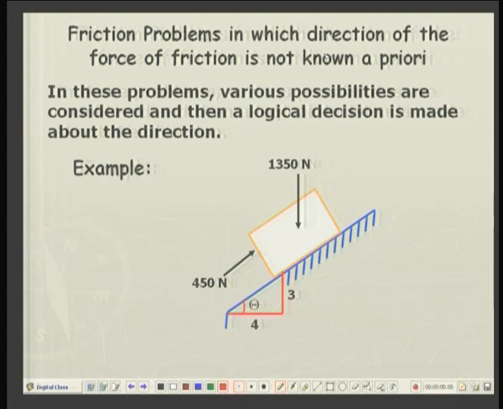Now, there is a certain class of problems in which you have to make a logical decision about whether the force of friction will be downward or upward, or how the bodies are going to be moving with respect to each other. So, various cases have to be examined one by one and then decided. Some alternative solutions have to be examined, and some of the solutions will be feasible, some will not be feasible. So, what we mean to say is you have to come to some logical choice.